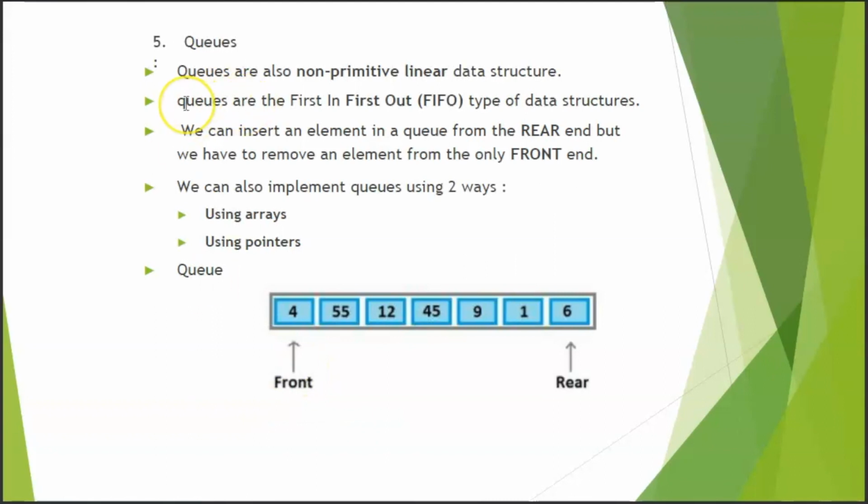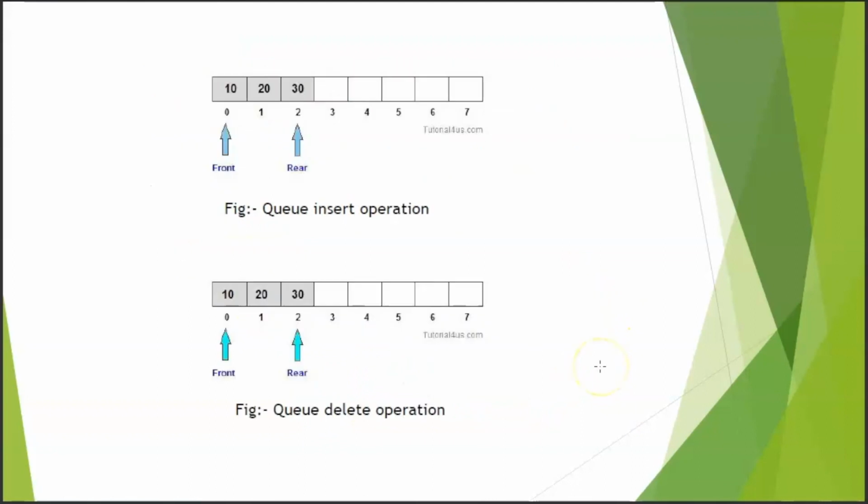This is the queue. A queue is also a non-primitive linear data structure, and it is a first in, first out type of data structure. We can insert an element in a queue from the rear end, but we have to remove an element only from the front end. We can also implement queues in two ways: using arrays and using pointers. A queue has two ends, the front end and the rear end.